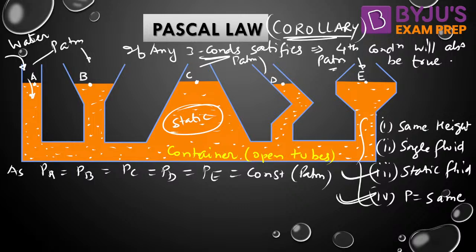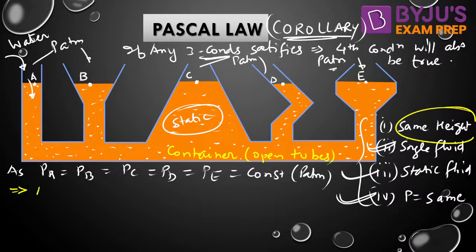Pressure will be the same. And it is a single fluid. If you join A and B, we can travel only in water. To join B and C, we can only travel in the water. To join C and D, only in the water. To join D and E, only in the water. So it is a single fluid or continuous mass. Yes or no? So the second, third and fourth conditions are getting satisfied.